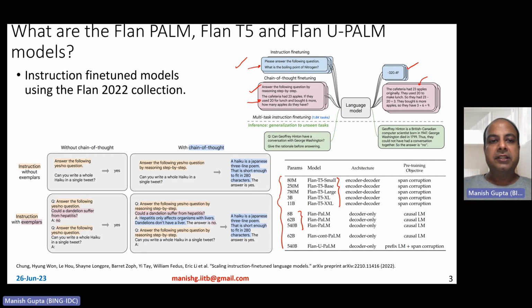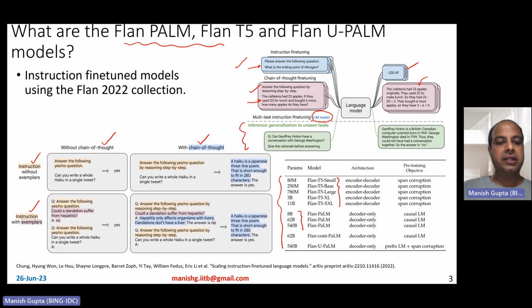Okay. So in this particular work, to train these kinds of models, what they've done is multitask instruction fine-tune on 1800 plus tasks, and then infer on some unseen tasks. Inference can also be in a chain of thought manner, a few shot manner, or just a zero shot manner. Now they experiment with at least 2 dimensions: with chain of thought and without chain of thought. You could fine-tune with chain of thought prompting or without it. Also, you could fine-tune with exemplars or without exemplars, so zero shot or few shot. Okay. So here are examples of these kinds of things.